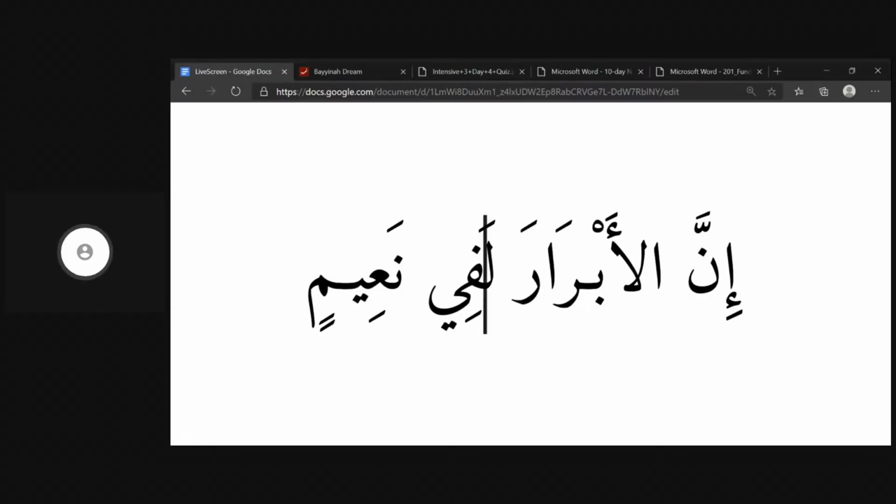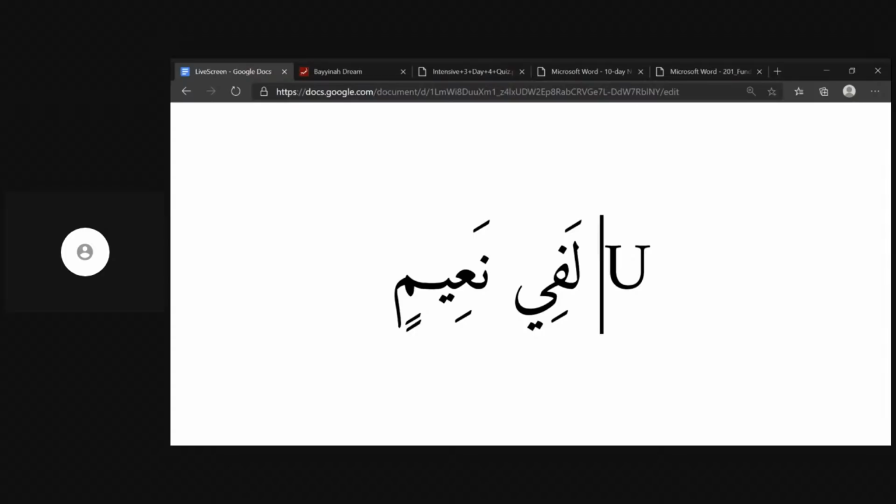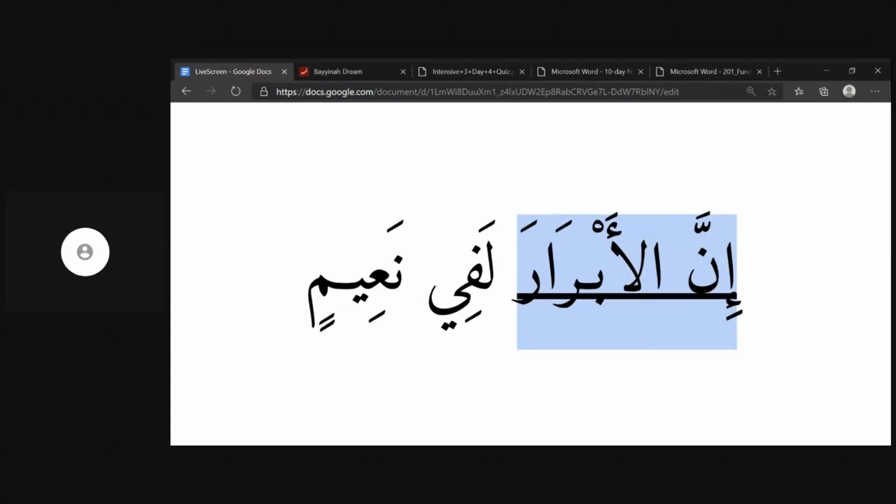Inna al-abrara. Inna is harf nasab. Al-abrara is mansoob. So al-abrara will be the ism of inna. That's one relationship. So this is together. Inna al-abrara is together. Now, fi is a harf jar and na'im is majroor. So this together is jar majroor.